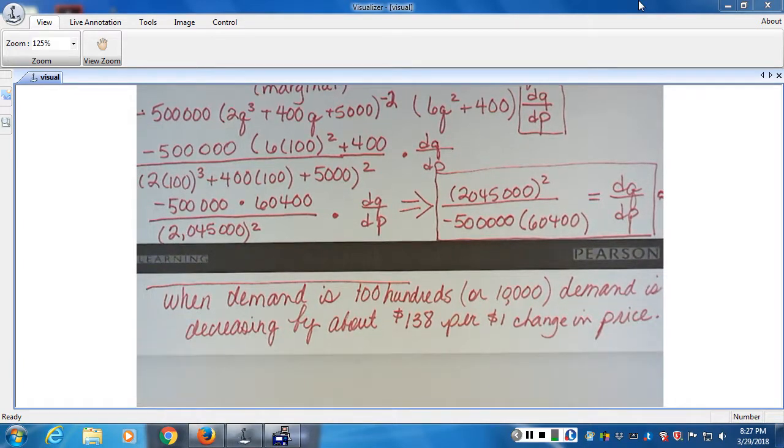Because remember, that's actually what we were finding, as the price changes. Because it was the derivative with respect to... it was the derivative of P with respect to Q. So it's per $1 change in the price. So basically what we're saying here is that if the demand is 10,000, your demand is decreasing by 138 for every dollar you increase the price.